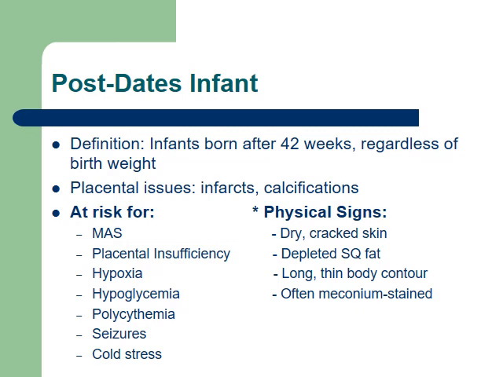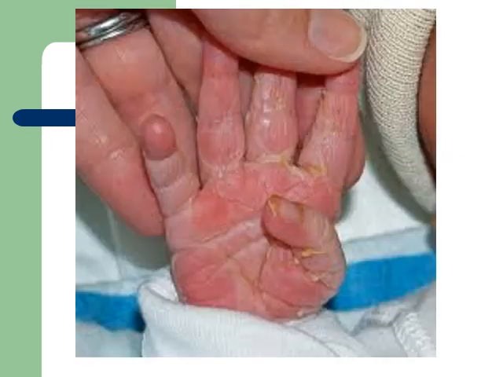Physical signs are really, really dry, cracked skin. They have depleted subcutaneous fat. They're not pretty. Okay, they're just not. They're often meconium stained because they pooped. So you've got this really dry, cracked skin baby that's now all brown, and it's hard to wash off.